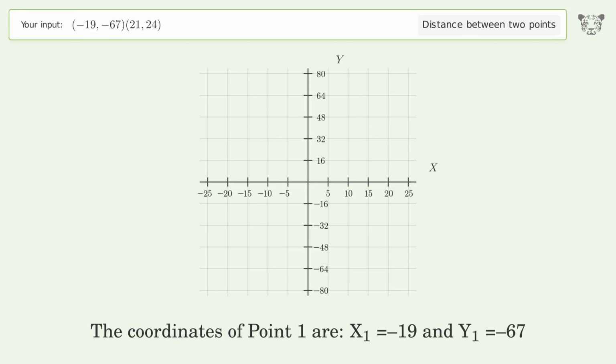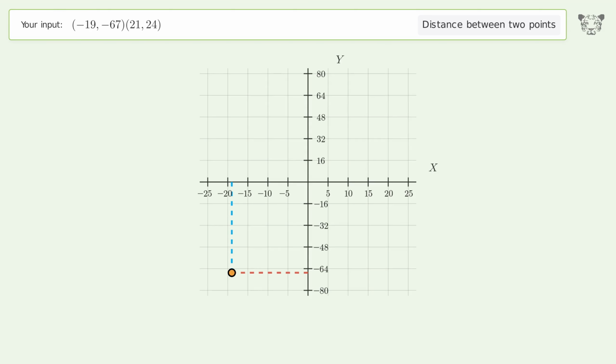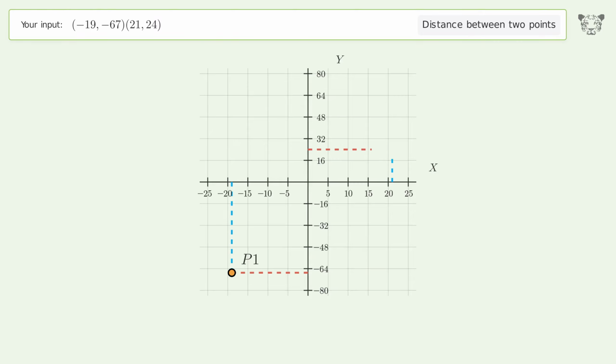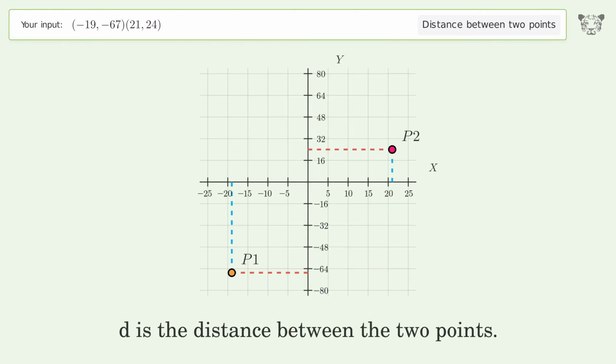The coordinates of point 1 are x1 equals -19 and y1 equals -67. The coordinates of point 2 are x2 equals 21 and y2 equals 24. D is the distance between the 2 points.